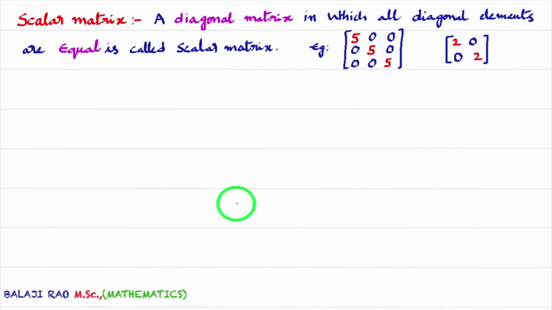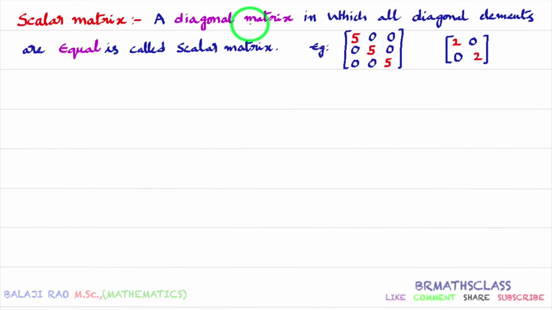To understand the definition of scalar matrix, it is important that you know about diagonal matrix. What is a scalar matrix? A diagonal matrix in which all diagonal elements are equal. First of all, you must know what a diagonal matrix is. A diagonal matrix is a square matrix in which all non-diagonal elements are 0. Observe here, these 5, 5, 5 are the diagonal elements. Whatever other elements there are, they are non-diagonal elements. It is a square matrix, and in this square matrix all non-diagonal elements are 0. Yes, this is a diagonal matrix.